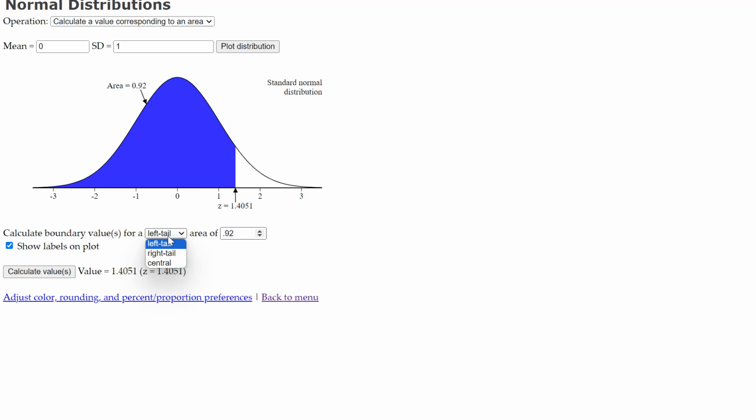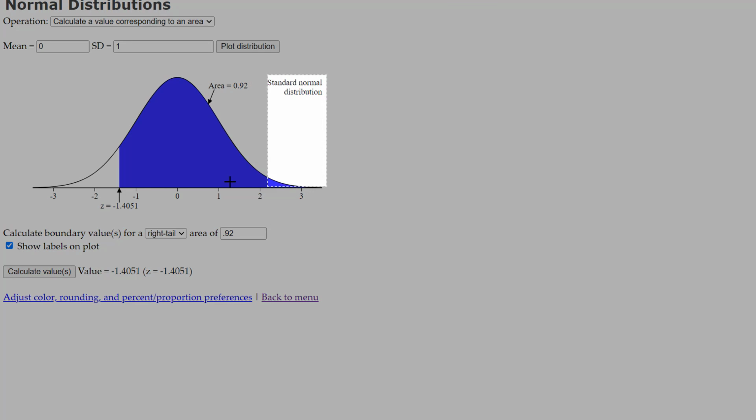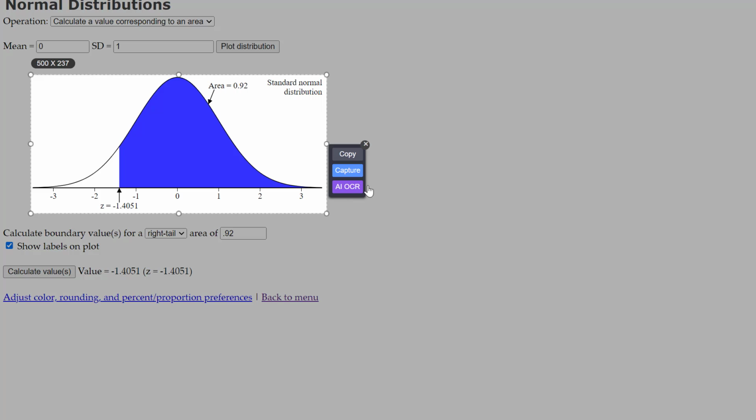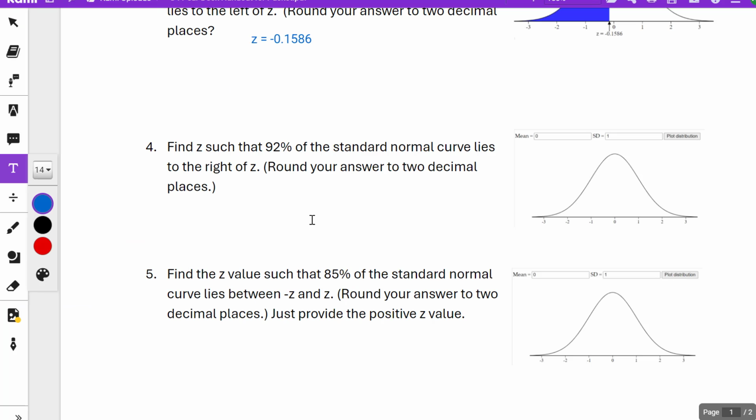We want to the right. Calculate values. And you can see it's all labeled. And let me get a snapshot. Since it's standard normal, it knows on the bottom it says values negative 1.4501. But here on the curve it says Z because it says, oh, you're using the standard normal, so you must be working in Z's. And we are.